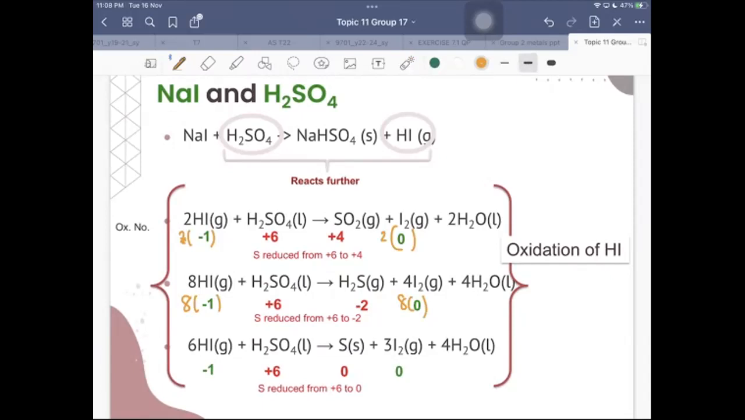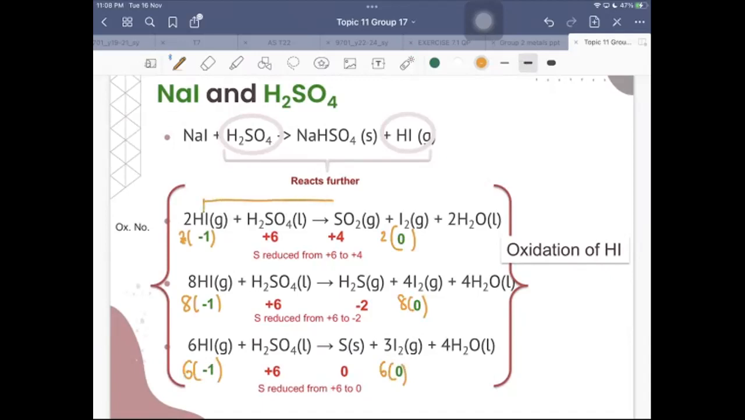And in the last reaction, you will see that your sulfur in the sulfuric acid goes from +6 to 0. So that's a decrease, that's a reduction of 6 units. So you would expect the oxidation number to increase by 6 units as well. Again, your iodide in hydrogen iodide has an oxidation number of -1. Since there are 6 of them, you multiply it by 6, and it's going from -6 to 0. That's an increase of 6 units.